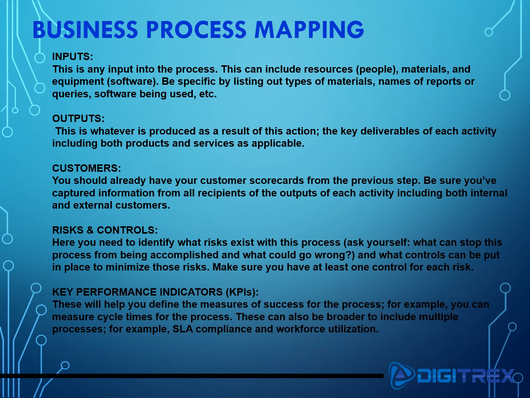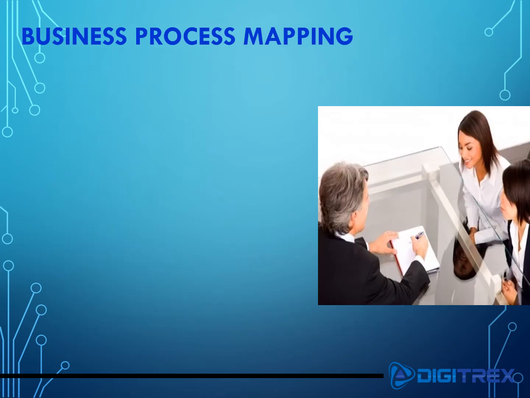Key performance indicators. These will help you define the measures and the metrics of success for the process. For example, you can measure cycle times for the process. These can also be broader to include multiple processes, for example, service level agreement, compliance, and workforce utilization.